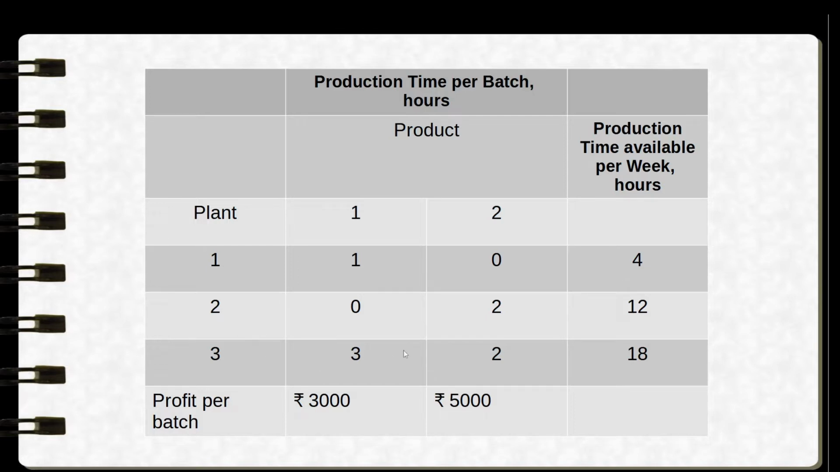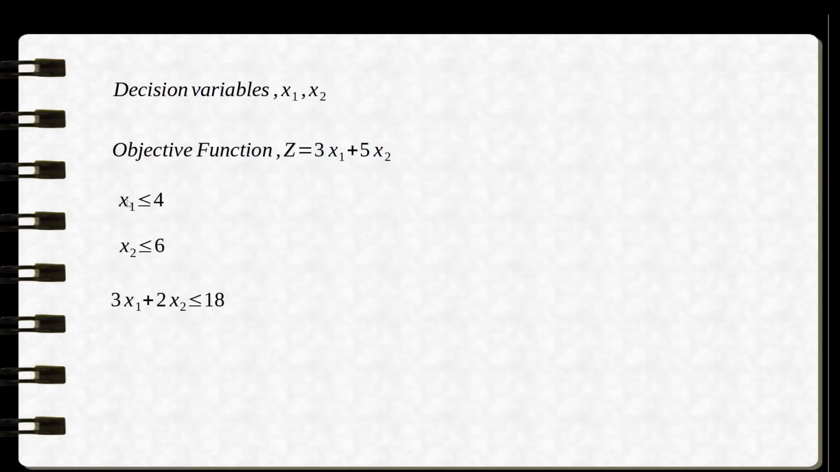Similarly, in plant number 2, it takes 2 hours to produce a batch of wooden frames. The slack time is 12 hours. So 12 divided by 2 is 6. That is, 6 is the maximum number of batches of wooden frames that can be produced per week. And these wooden frames would ultimately go to plant number 3, where wooden frame windows would be manufactured. So there we are: x1 less than or equal to 4 and x2 less than or equal to 6.